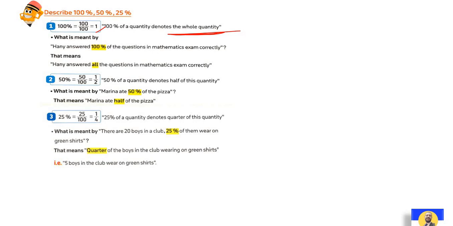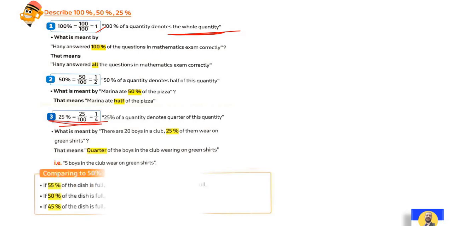طب 50% يعني 50 over 100 it means 1 over 2 يعني half. Okay, that you finished half of the pizza. طب 25% it means 25 over 100 it means 1 over 4. Okay. طيب يبقى دي برضو بنسميها quarter. يبقى 25% is the same as quarter, 50% is the same as half, 100% is the same as 1.